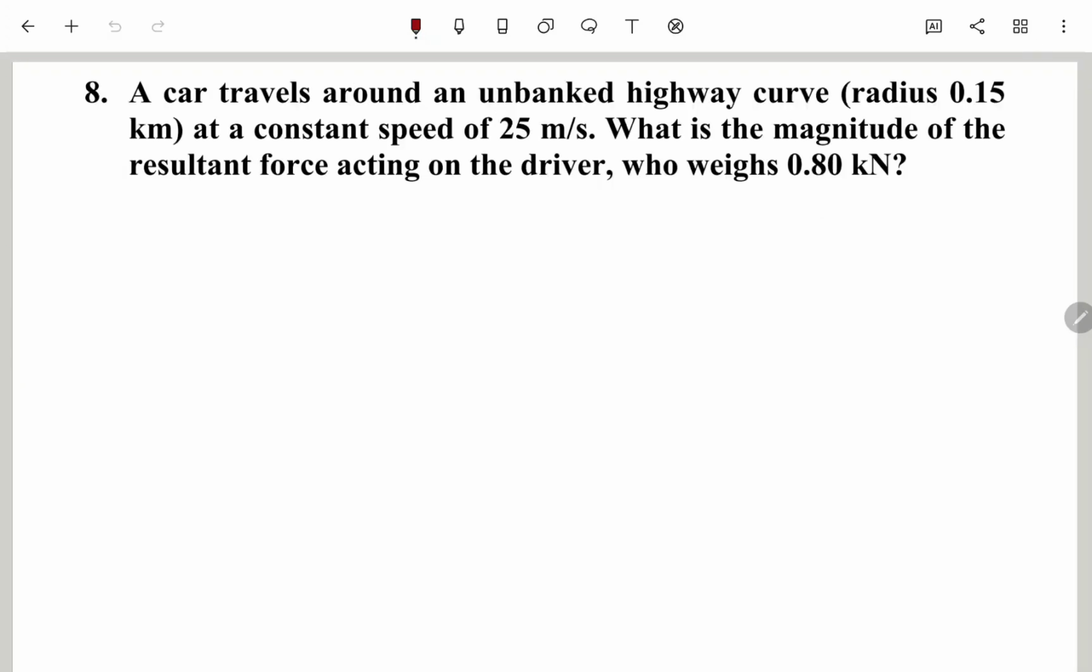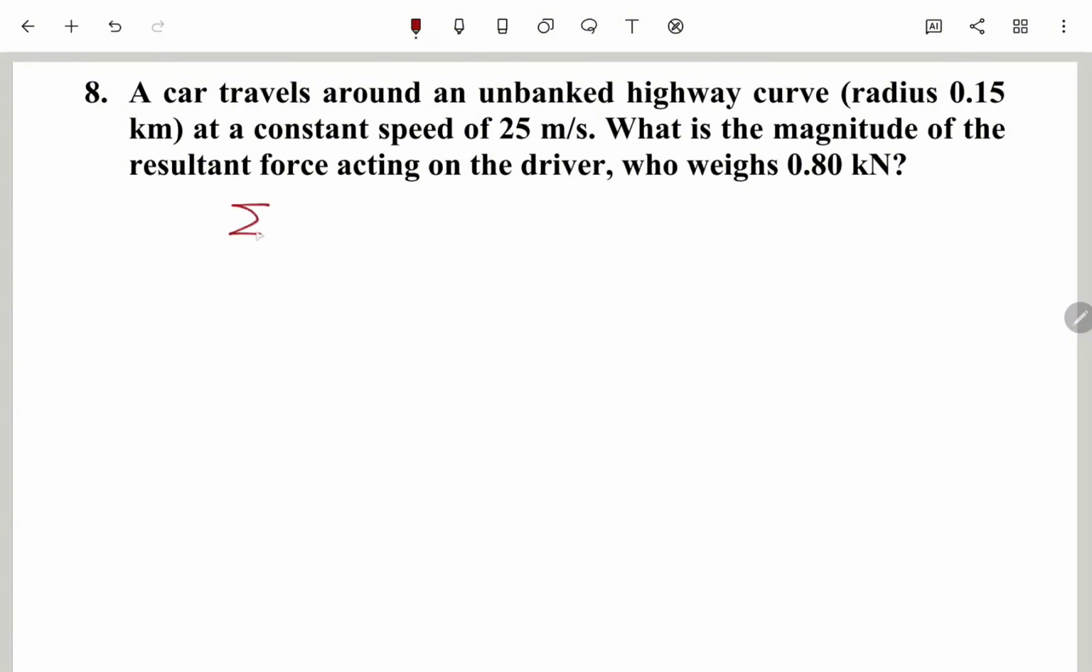A car travels around an unbanked highway curve with radius 0.15 kilometer at a constant speed 25 meters per second. What is the magnitude of the resultant force acting on the driver who weighs 0.8 kilonewtons?